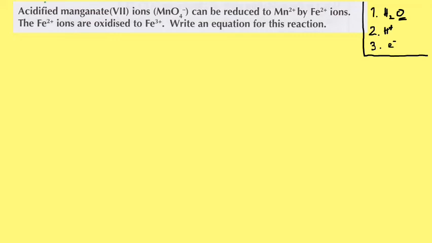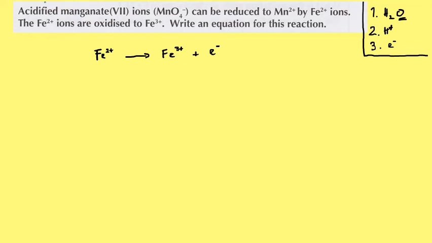So let's start out by writing out the 2 half equations. That's the first step. Let's start with the easy one, iron. We're given in the question that we have Fe2+ ions, and they turn into Fe3+ ions, giving up their electron like that. So that is our first half equation. That's the oxidation of Fe2+ to Fe3+.